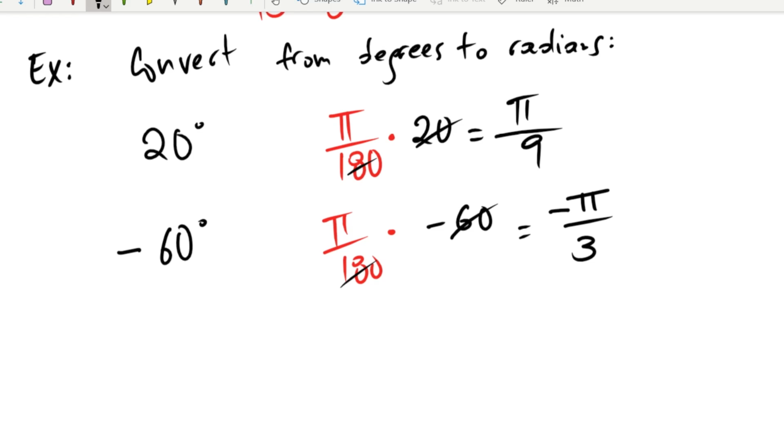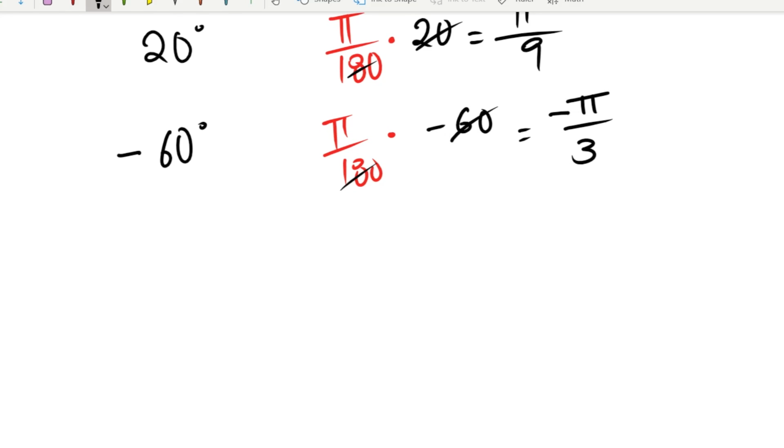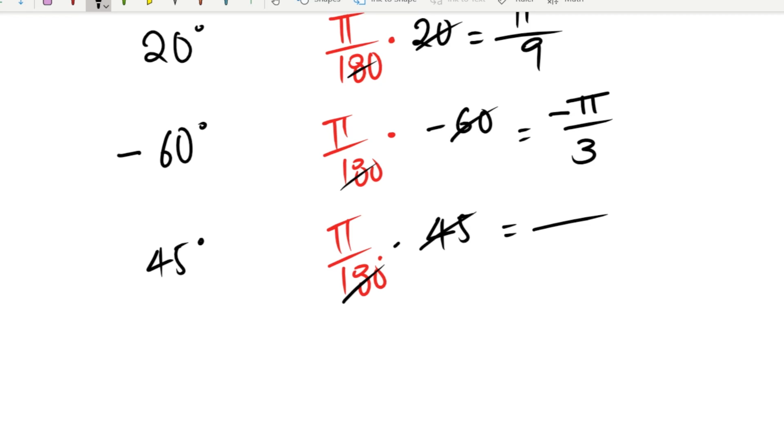Okay, let's do another one. Let's convert 45 degrees into radians. So we take our pi over 180 degrees, and then we multiply by 45. 45 goes into 180 4 times. So it's only pi over 4.